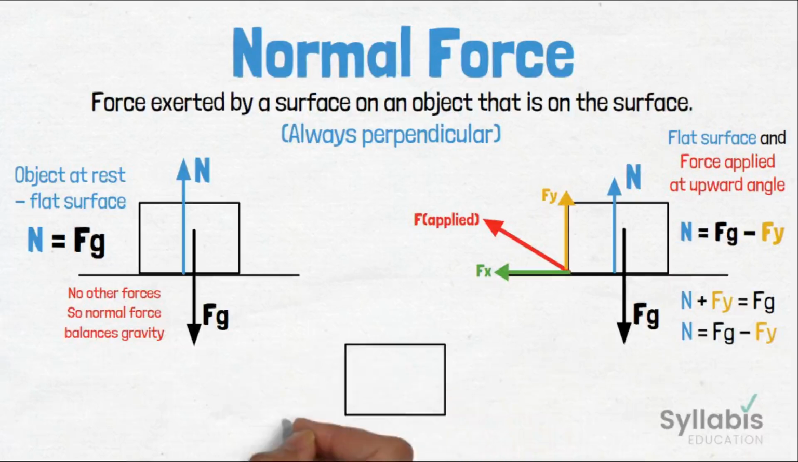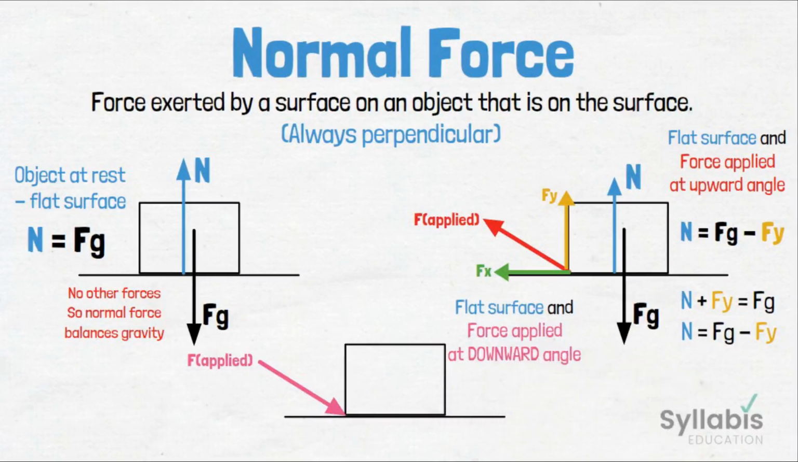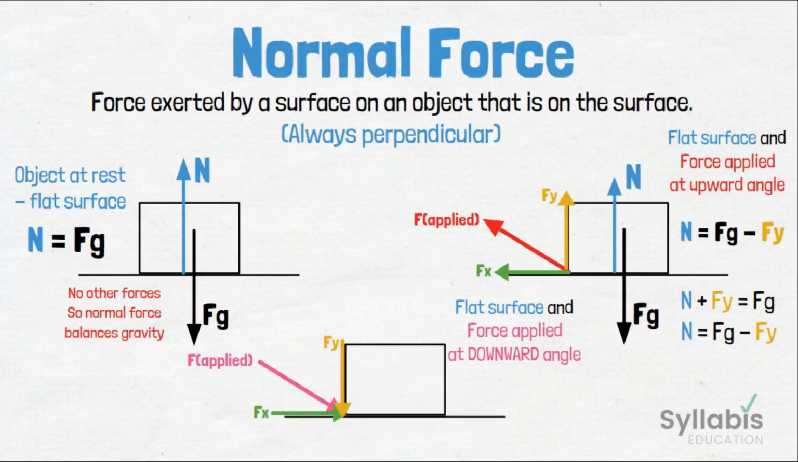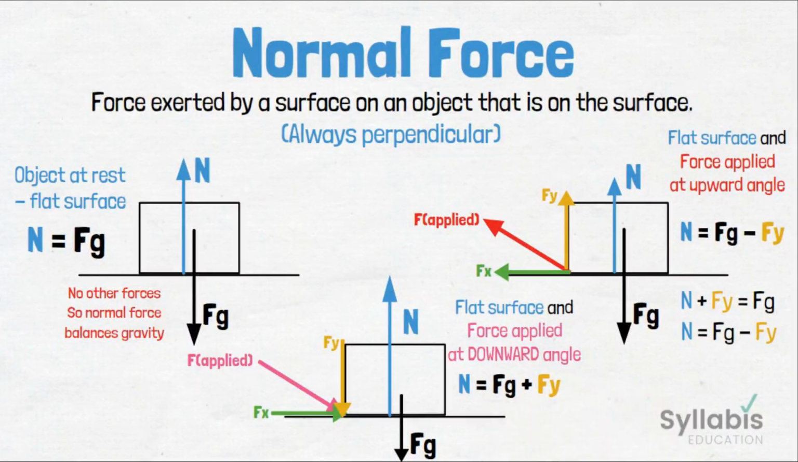Therefore, the normal force is equal to gravity minus the vertical component. If the object is on a flat horizontal surface and a force is applied at a downward angle, then first we must draw the horizontal and vertical components. Notice that the arrows are coming towards the box. The normal force will be equal to the gravitational force, plus the vertical component of the applied force. This is because the vertical component and gravity both act downwards, so the normal force must balance them out.